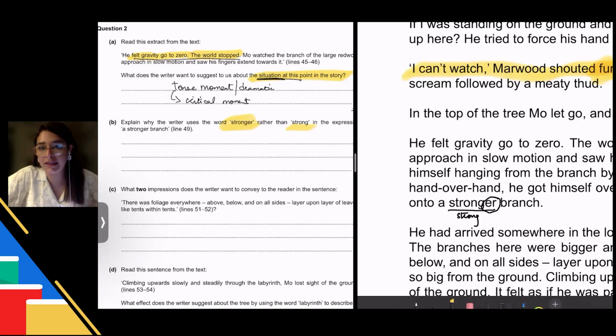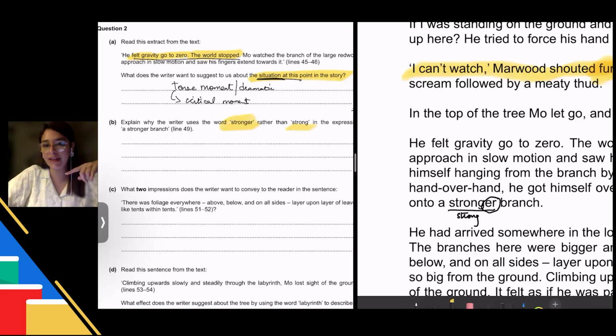Keeping in mind the idea that within the overall text, they are talking about the various qualities of branches that he has in front of him, in this case the word stronger is trying to link together the idea that he is looking for something that is strong enough or safe enough for him to climb. So you are going to be awarded your mark by highlighting not only the fact that it should be a branch that's strong, but one that is stronger than those around him.